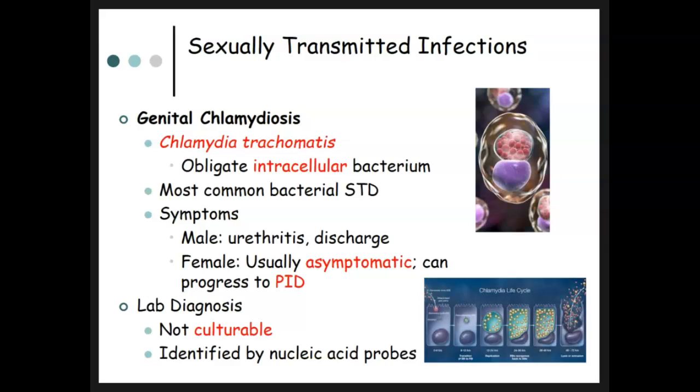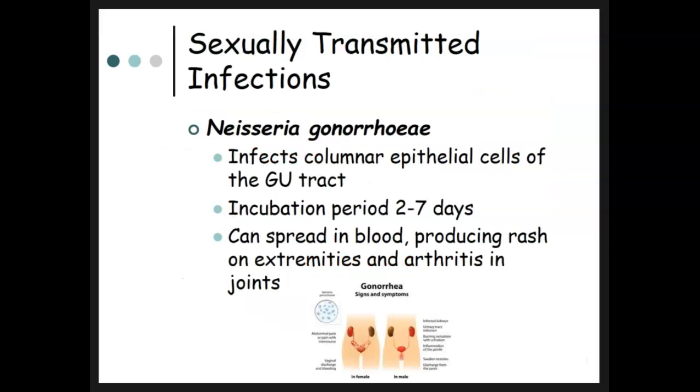So we're going to talk about some specific sexually transmitted infections, and we're going to start out with genital chlamydiosis. This is caused by Chlamydia trachomatis, which is an obligate intracellular bacterium. It's the most common bacterial sexually transmitted disease. The symptoms in men are urethritis and discharge. In females, it is usually asymptomatic, so it can progress to pelvic inflammatory disease. The lab diagnosis is done by nucleic acid probes because it is not culturable in the lab.